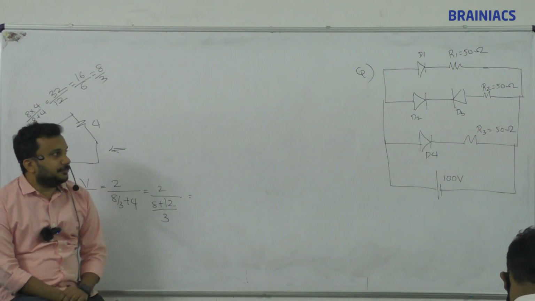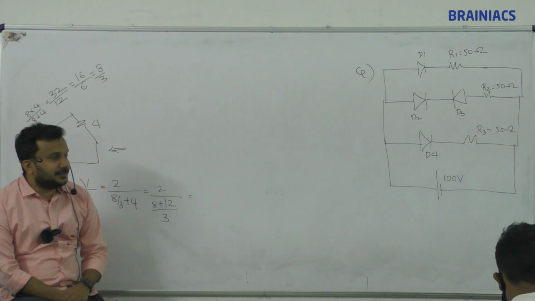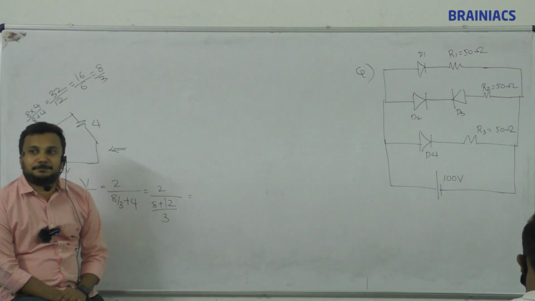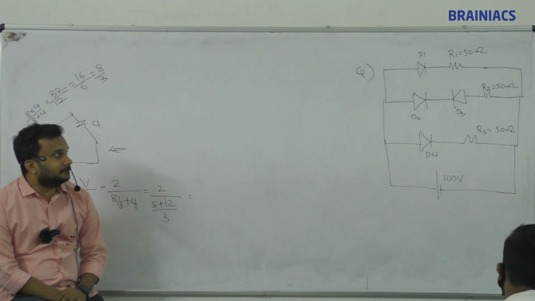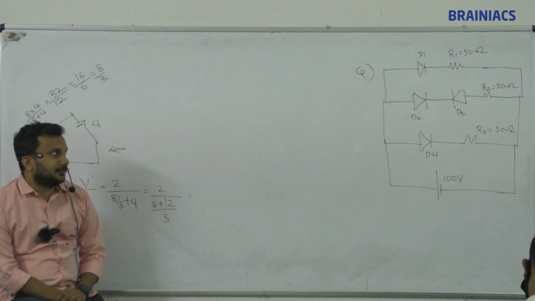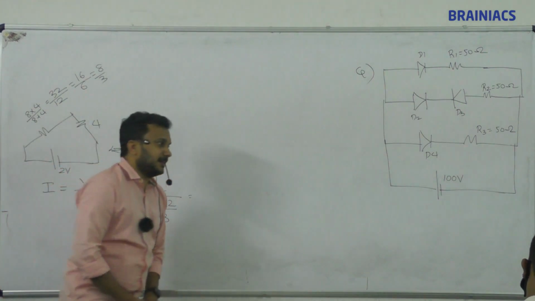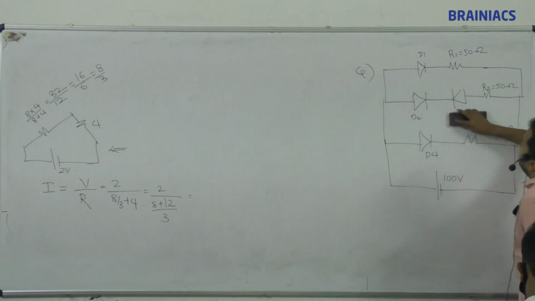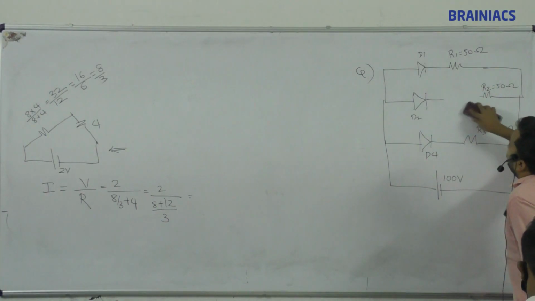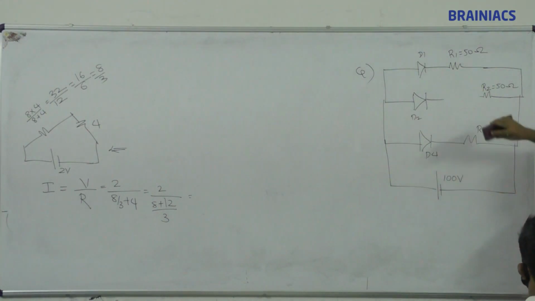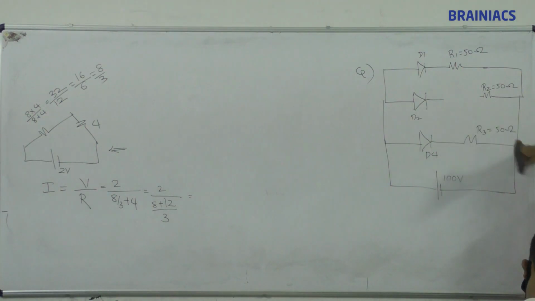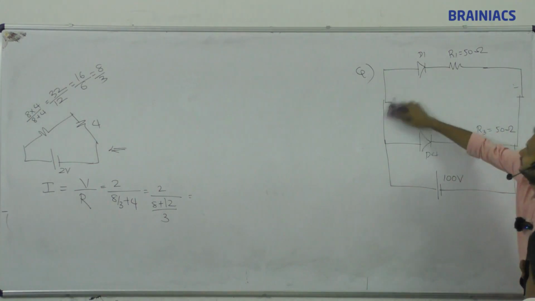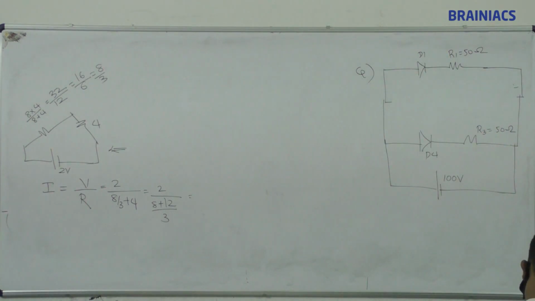Okay. 50 ohm, 50 ohm, 50 ohm, 100 volt, D1, D2, D3, D4, 4 diodes. Which diodes are forward biased? 1, 2, 4. 3 is reverse biased. So which one will cut? Second branch will cut off. Correct? So no current here. Every branch wire cut, there is no current at all. So you can completely forget about it.